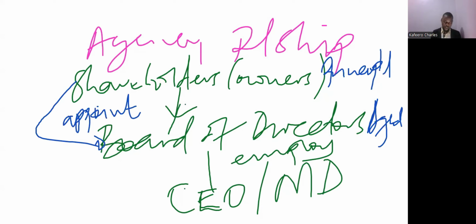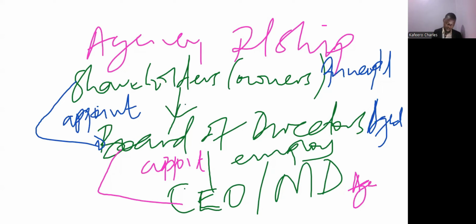Then also, when it comes to the board of directors and the CEO, they can also employ or appoint. But this one is going to be the agent, and this one is going to be the principal. So this is what is going to happen.